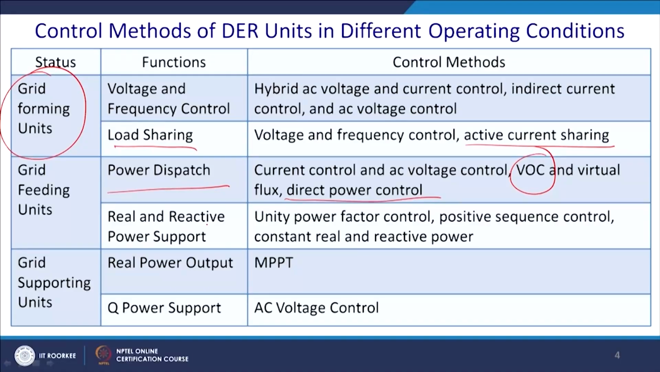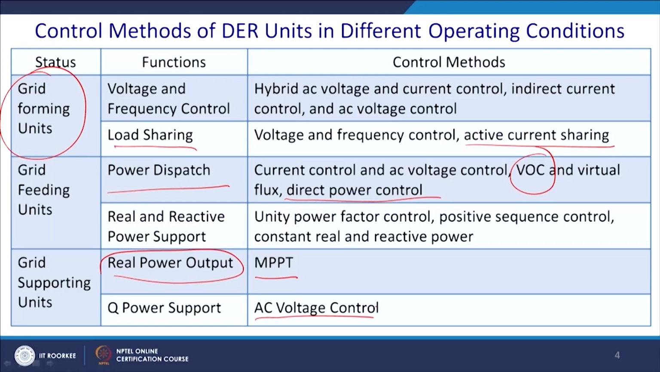For the real and reactive power support, the control technique can be unity power factor control or the positive sequence control if it is unbalanced, and constant real and reactive power control. Grid supporting unit, real power output, that is MPPT, and PQ support, generally it is AC voltage control. This is some discussion on the AC microgrid.